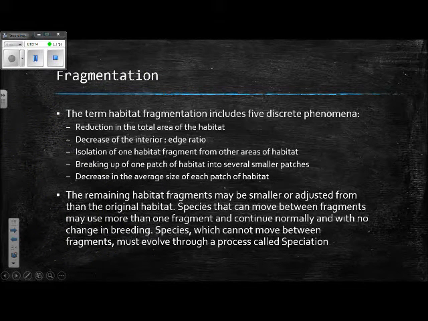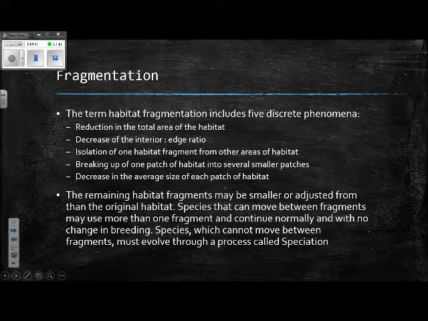All right, so fragmentation. The term habitat fragmentation includes five discrete phenomena. So the reduction of the total area of the habitat, the decrease of the interior to edge ratio, the isolation of one habitat fragment from other areas of the habitat, the breaking up of one patch of habitat into several smaller patches, or the decrease in the average size of each patch of habitat. Okay, so all these kind of break up the habitat that the species are living in.